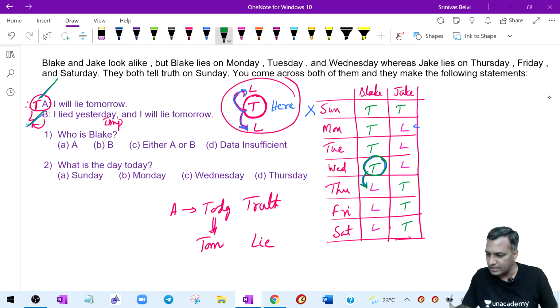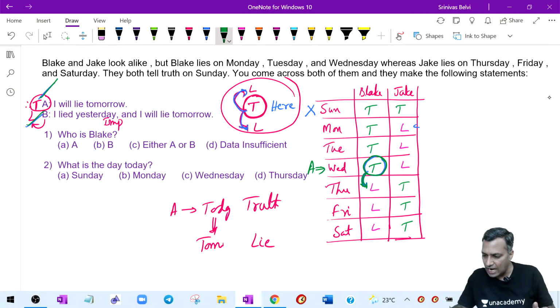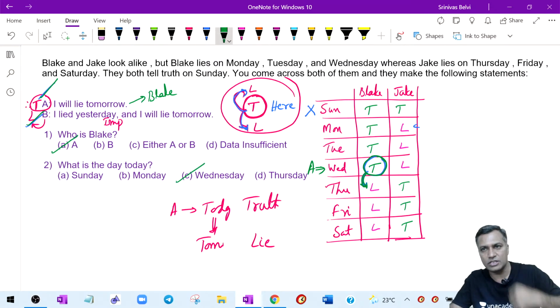Now, who is this guy? This guy is nothing but A. You are telling that A is speaking on Wednesday that tomorrow I am going to lie. So, therefore, A is symbolic of what? A is symbolic of Blake. That is my answer. What day is today? Today is nothing but Wednesday. I hope everybody got this point.